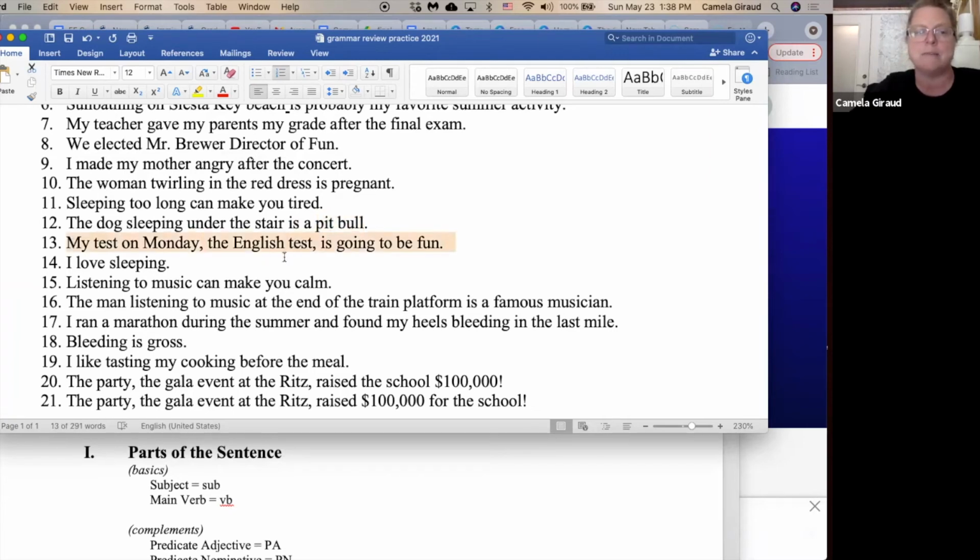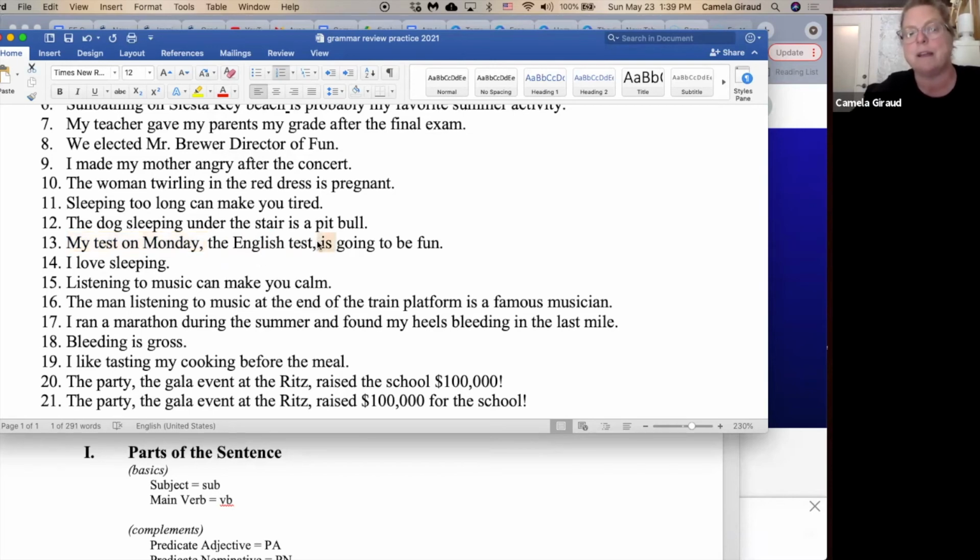Okay, number 13. My test on Monday, the English test, is going to be fun. All right, what's the subject? So you could say it's either one of these, right? Because you see how this is set off by commas, and it's really renaming the subject. My test on Monday, the English test, that's an appositive, okay? An appositive can replace a noun in the sentence. It's like you're saying the noun twice. My test on Monday, the English test, okay, an appositive.